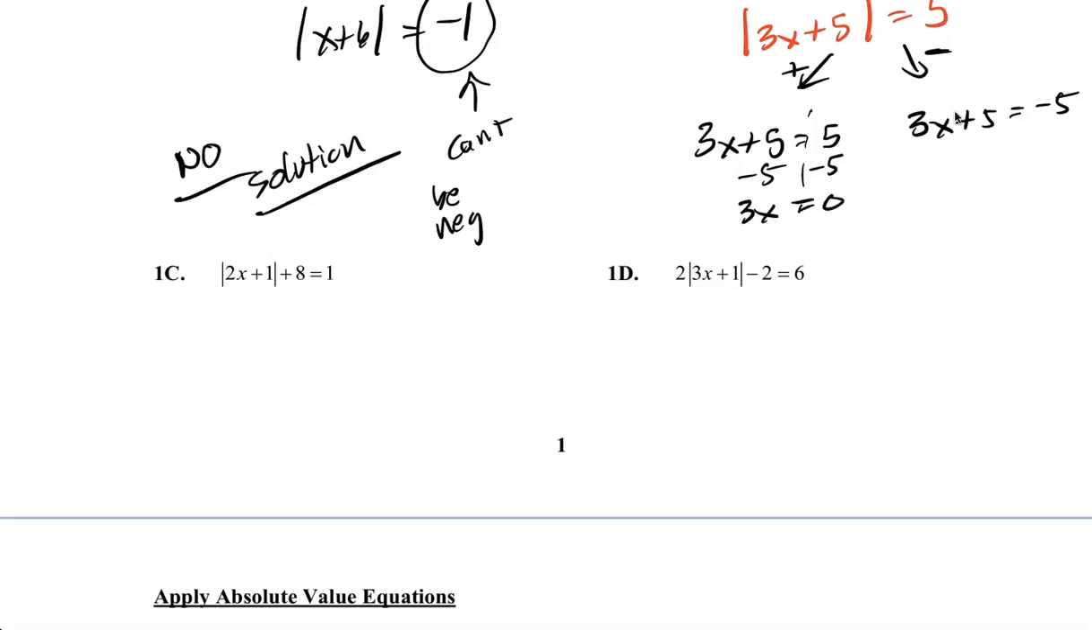A lot of people freak out. Don't. It's a number. So now we divide by 3. I get 0 divided by 3, which is 0. That's fine. You could get 0 as an answer. There's nothing wrong with that.